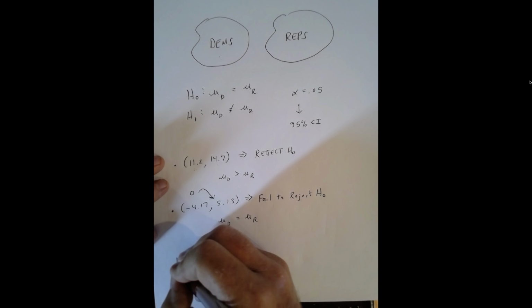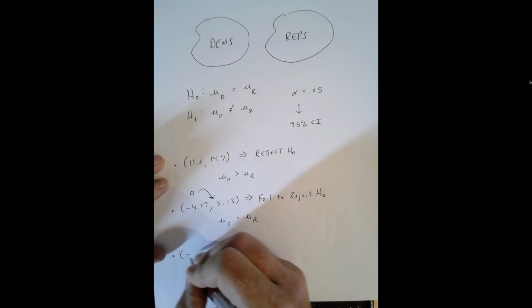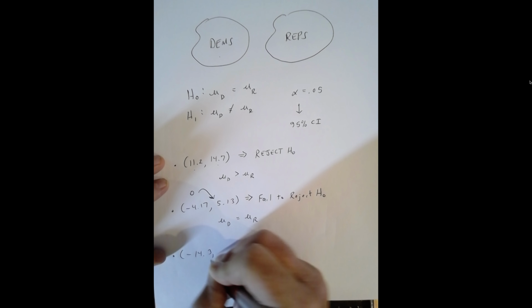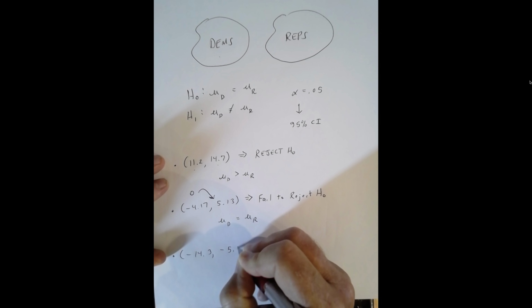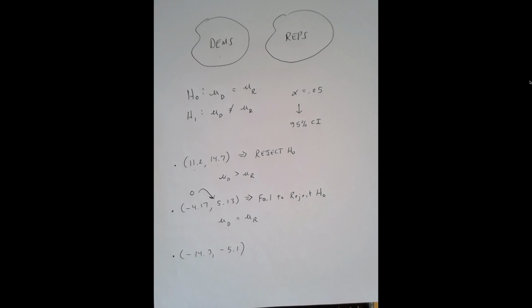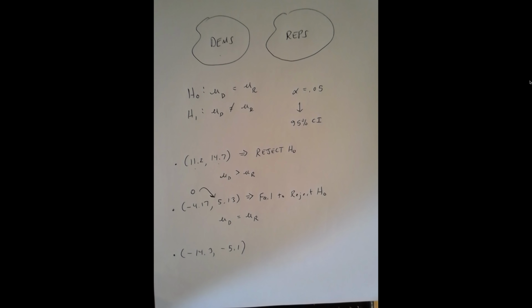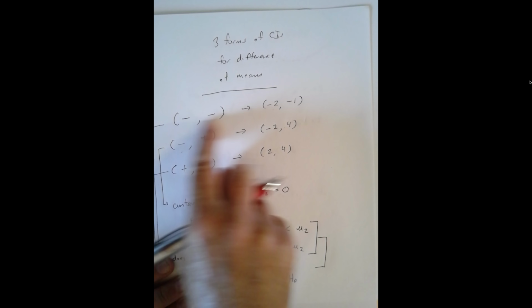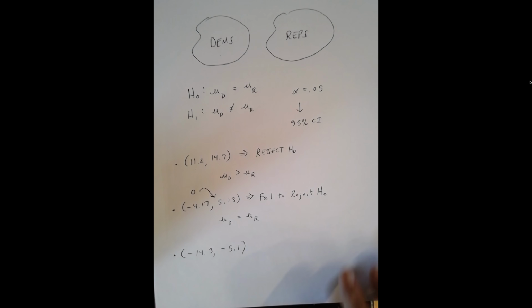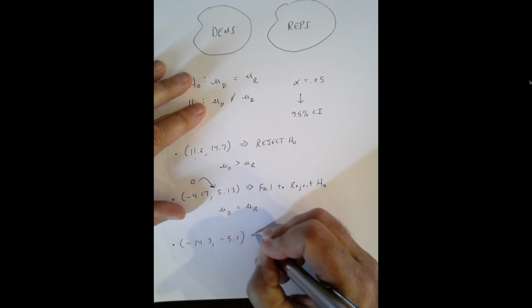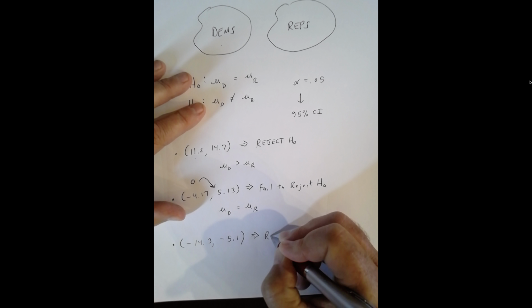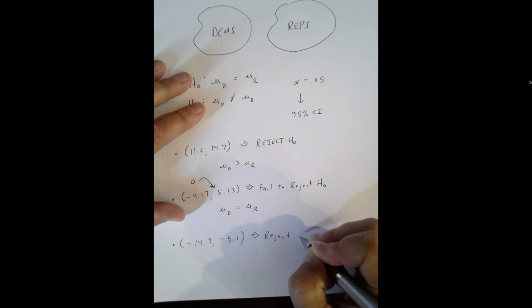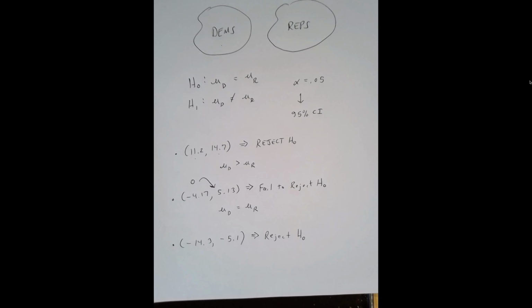Another example. Negative 14.3 to negative 5.1. Guys, negative, negative is the format. Right? Follow it down. What did we conclude? Reject H sub O.